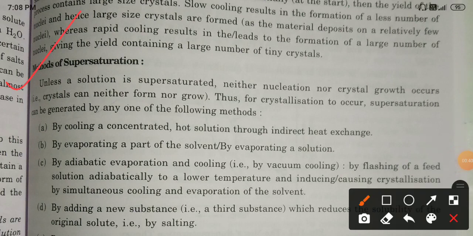Unless a solution is supersaturated, neither nucleation nor crystal growth occurs.